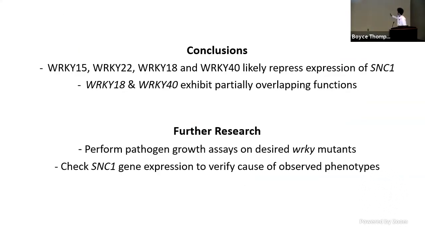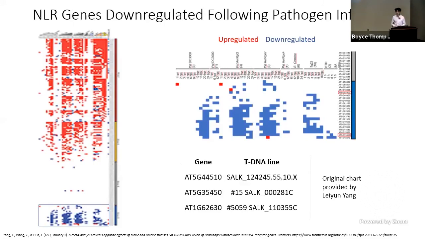So here are my conclusions. I just stated them. And our further research is to perform pathogen growth assays on the WRKY mutants, because we previously used a WRKY background to try and see if there is more SNC1 expression or if there is a change in the growth phenotype. But this is just a substitute that's used to make the process quicker and screen more plants. We need to do a pathogen growth assay for increased accuracy and to see what actually occurs during pathogen infection. And we also want to check SNC1 gene expression to make sure there are not other extraneous causes that are responsible for the changes.